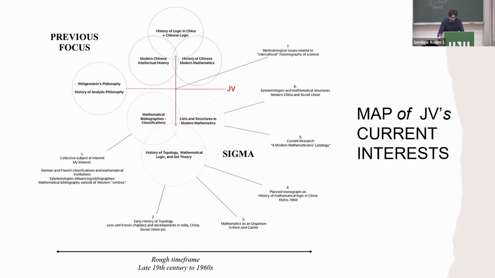The second major field of interest, which I'm very much interested in right now and which connects to my previous work, is history of topology, mathematical logic, and set theory. When it comes to history of topology, I'm interested in the less known beginnings of analysis situs topology in Europe in the early 20th century, tracing the less well-known developments outside of the major centers like Göttingen, for example.